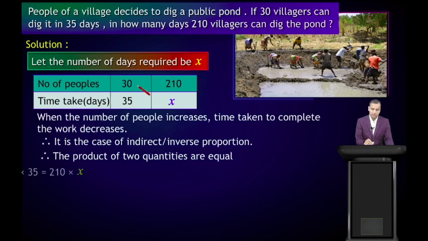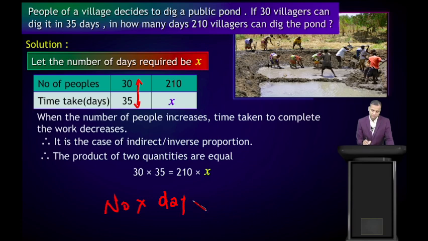So here we have to take the product. You know that if A, B, C and D are in inverse proportion, then A into B equals C into D. So here we take 30 into 35, that is number of people into number of days, equals 210 into x. Now we can easily solve this one.